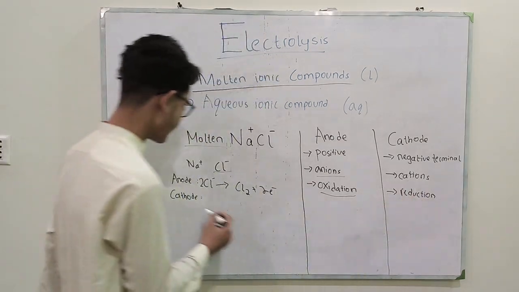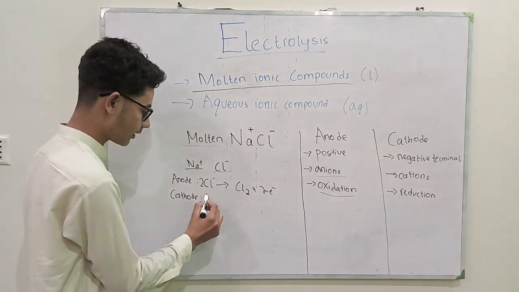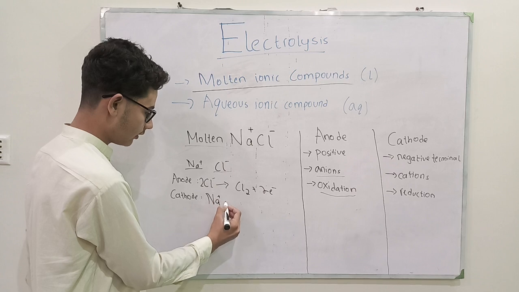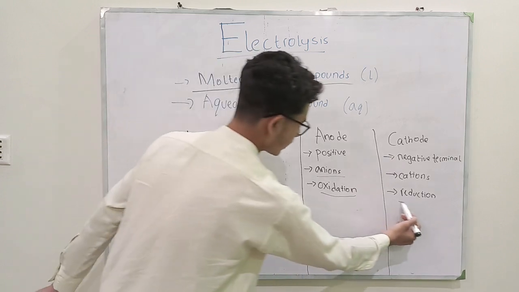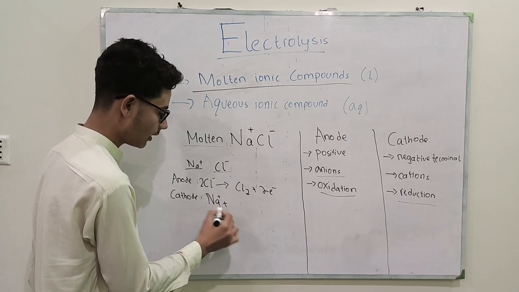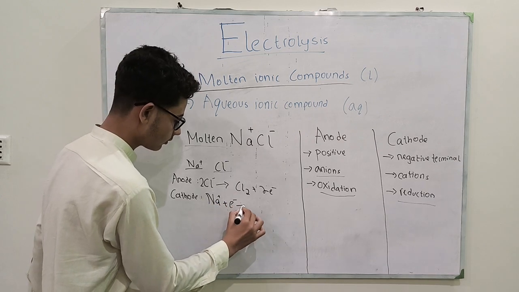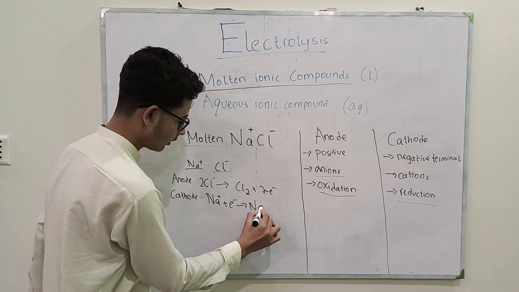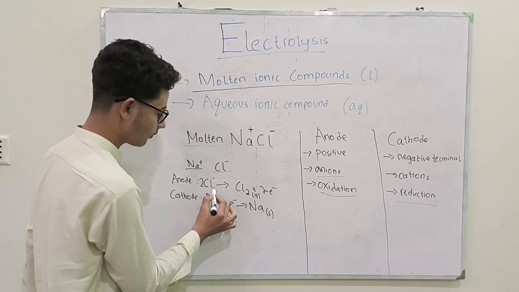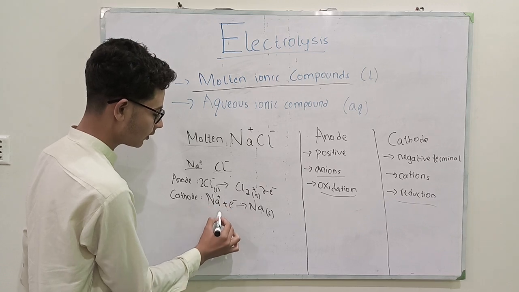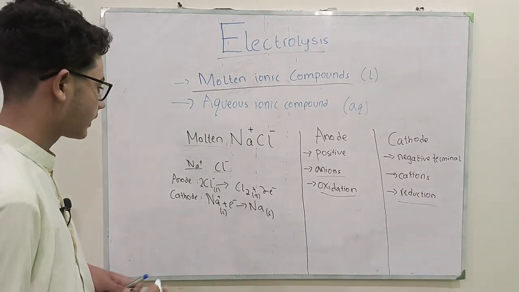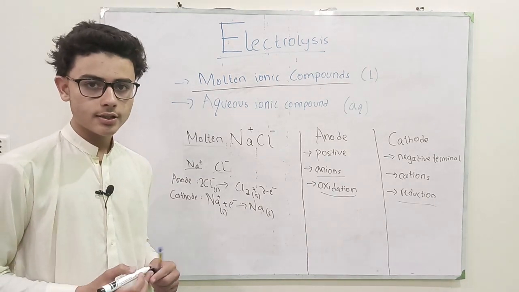Then at the cathode, cations are attracted, so Na+ is the cation, and reduction is going to take place. Reduction is the gain of electrons, so it is going to be gaining electrons and becoming Na in solid form, while this is in gas form. It was in molten form, and here it is then in solid form. So it was pretty easy.